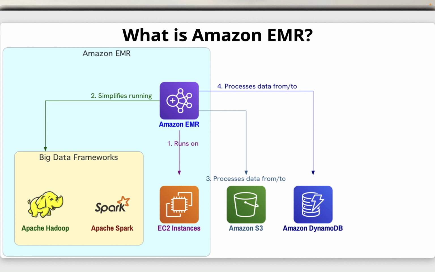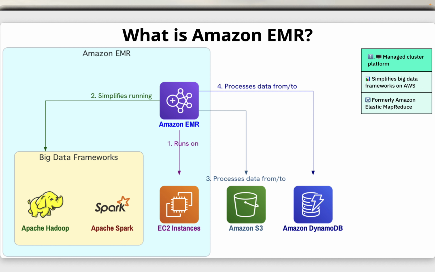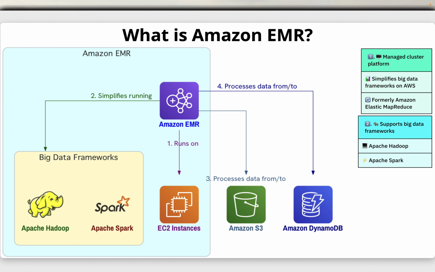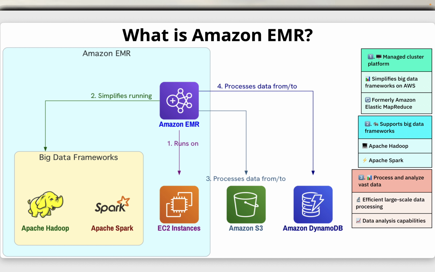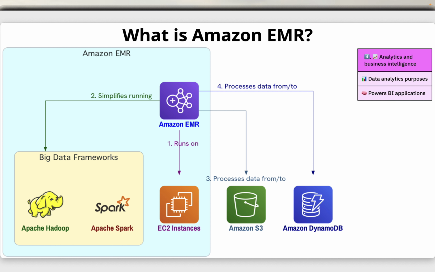So what is Amazon EMR? Amazon EMR, formerly Amazon Elastic Map Reduce, is a managed cluster platform that simplifies the running of big data frameworks on AWS infrastructure. EMR specifically supports popular big data frameworks such as Apache Hadoop and Apache Spark, making it easier for users to leverage these powerful tools. The primary purpose of Amazon EMR is to enable the processing and analysis of large-scale datasets efficiently.